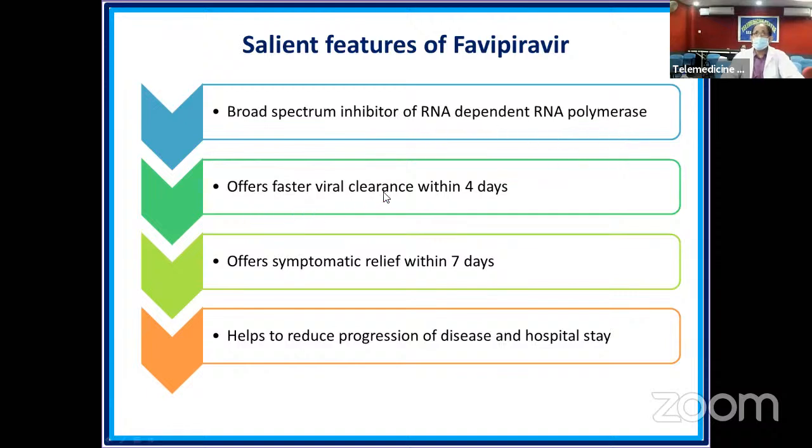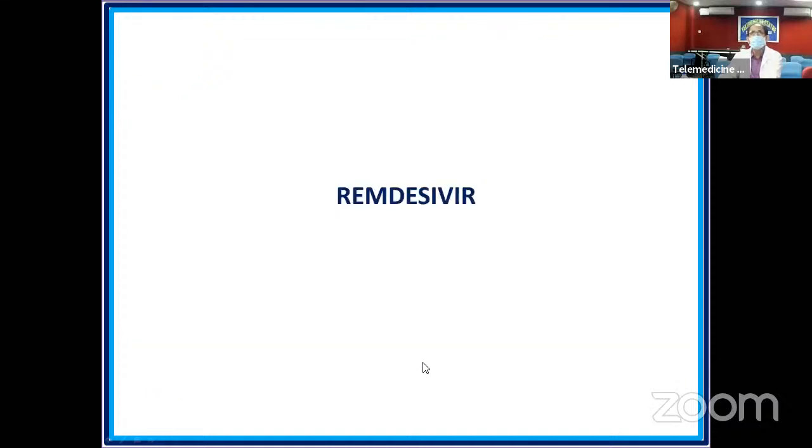offers faster virus clearance rate within 4 days, offers symptomatic relief within 7 days. It helps to reduce progression of disease and hospital stay, but one has to calculate its benefit versus its cost and availability, whether to treat or whether not to treat. If somebody wants to give these drugs, it should be given in a hospital setup or in the COVID hospital setup, preferably not in home isolation.